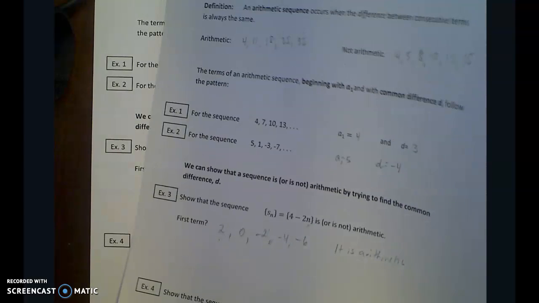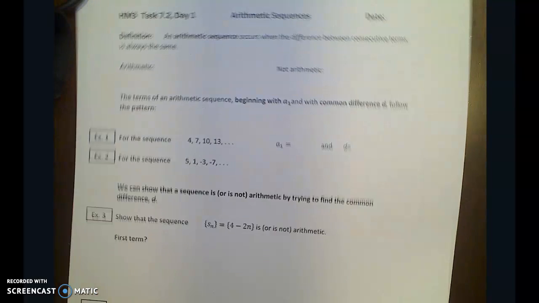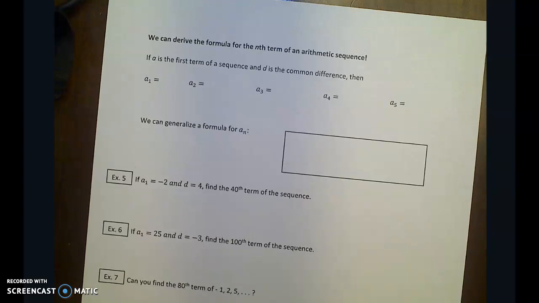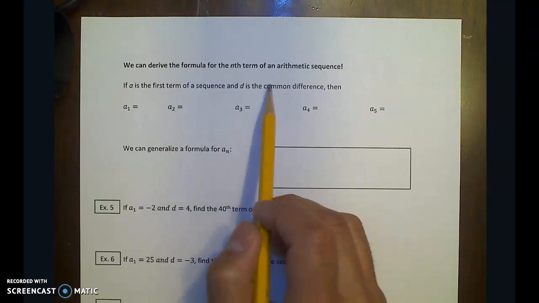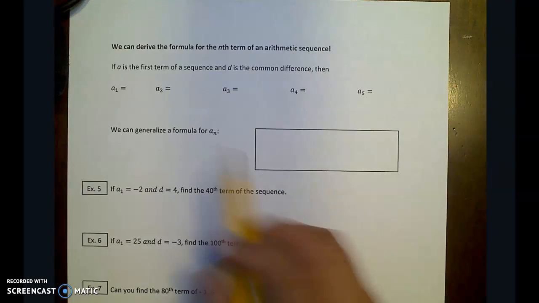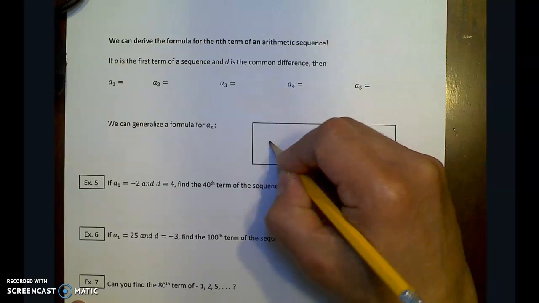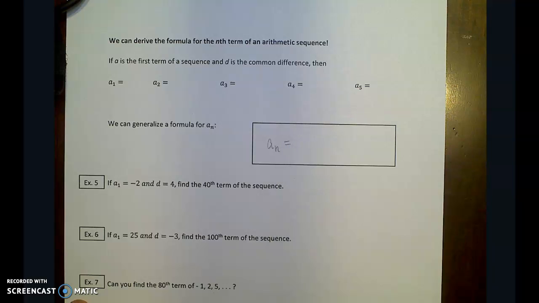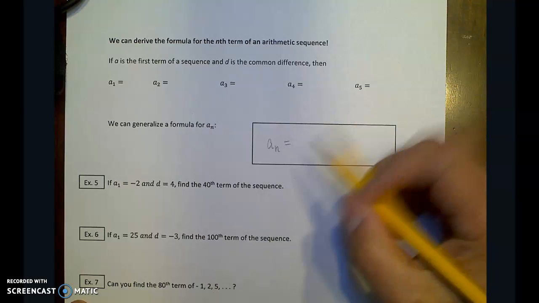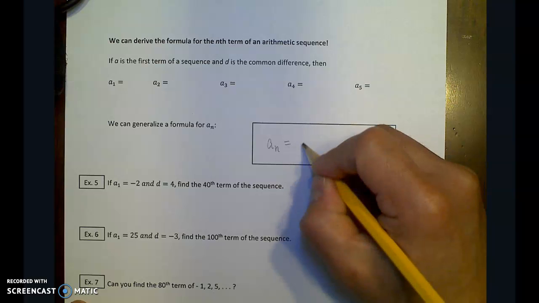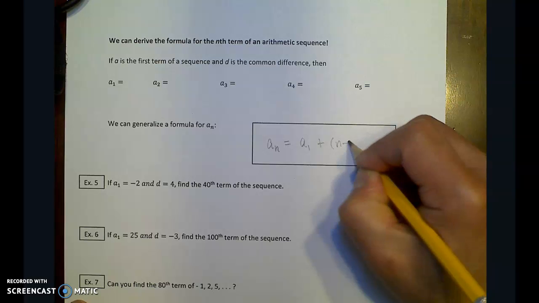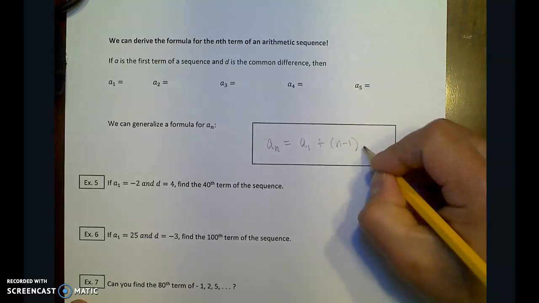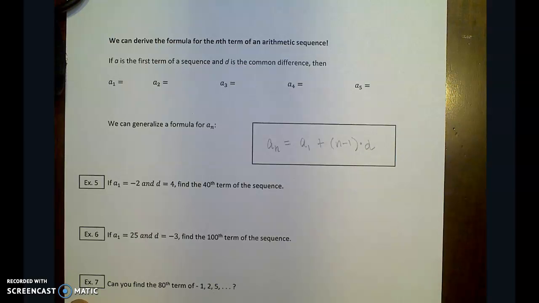All right, so this is where I want to get to, the next note sheet. It says we can derive a formula for the nth term of an arithmetic sequence. I'm going to skip all this and just remind you, because you did see this before in Honors Math 1, here is a general formula for any nth term. To find any term in an arithmetic sequence, you take the first term and add to it the product of the term number minus 1 times the common difference. So here's a general formula to find any nth term.